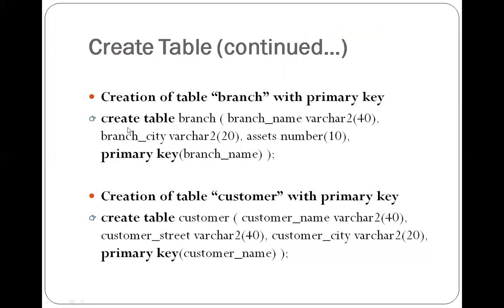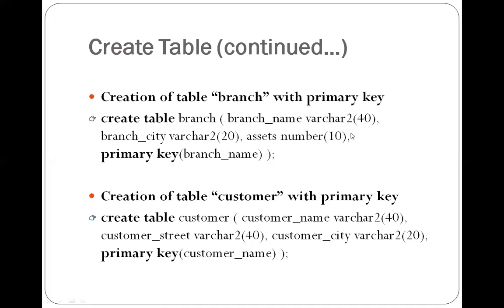So the entire statement to create the table branch with primary key would be: create table branch, bracket start, branch name, one attribute, varchar2 data type, within bracket 40, the size of the attribute, then comma, next attribute branch city varchar2 within bracket 20, comma, assets number data type within bracket 10, comma.